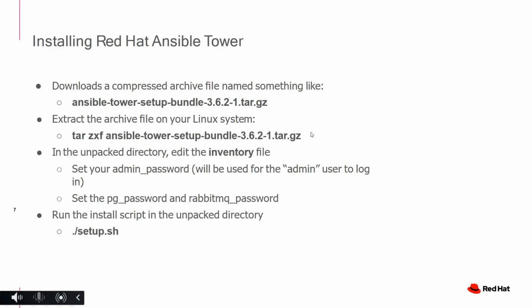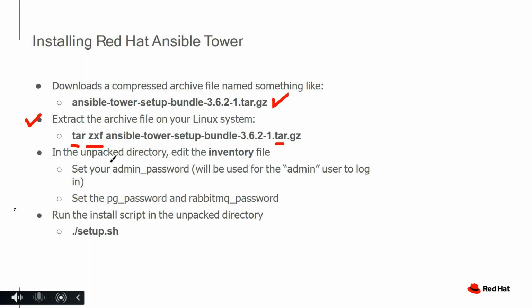After you install your bundle, for example, you are going to the official site and you are going to download the bundle. Once you download a bundle, in this case it is showing ansible-tower-setup-bundle-3.6.2-1.tar.gz, and then you can extract the archive file on your Linux system. Tar zxf, with the extract flags, and this is the Ansible Tower bundle in a tar.gz.